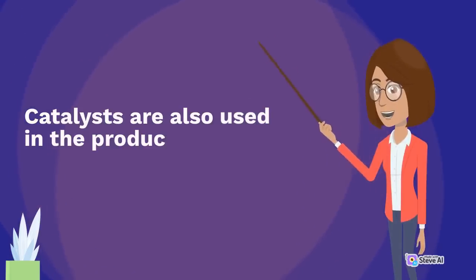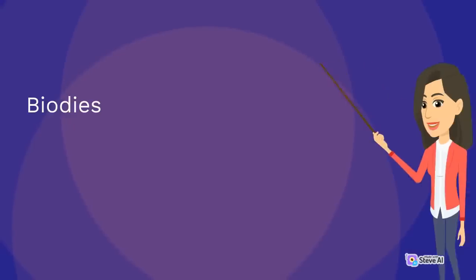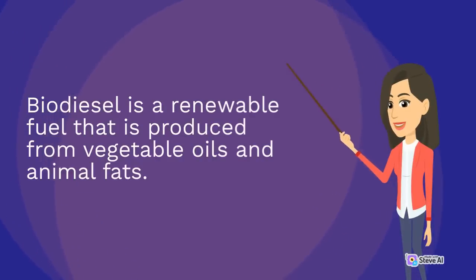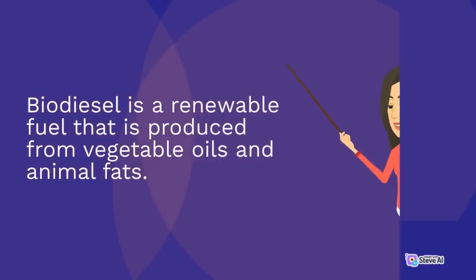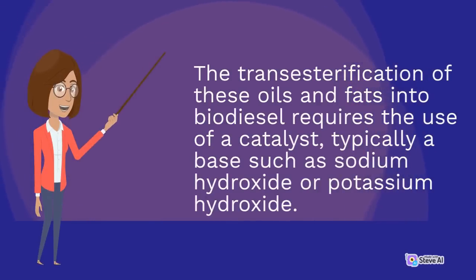Catalysts are also used in the production of biodiesel. Biodiesel is a renewable fuel that is produced from vegetable oils and animal fats. The transesterification of these oils and fats into biodiesel requires the use of a catalyst, typically a base such as sodium hydroxide or potassium hydroxide.